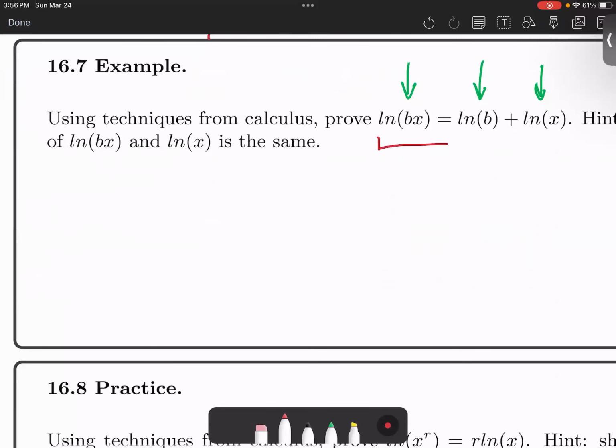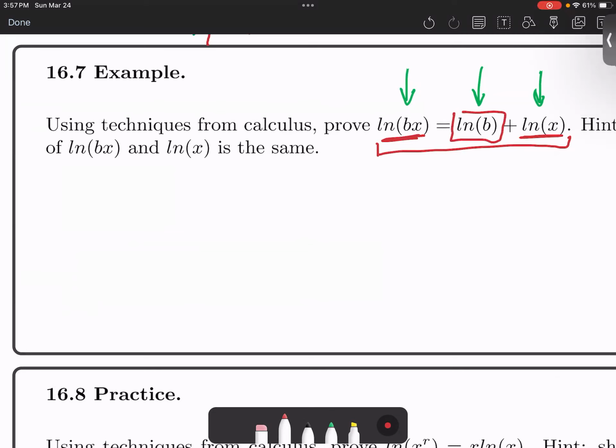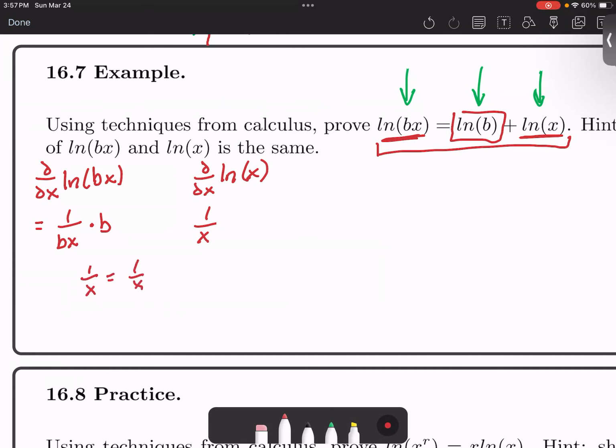So let's work on this. We will show that the natural log of bx and the natural log of x have the same derivative, thus change at the same rate, thus they differ by this constant. So we'll take the natural log of bx and the natural log of x, and we will differentiate both of them and show that we get the same thing. On the left-hand side, we have 1 over bx times b by the chain rule, and on the right-hand side, we have the derivative of the natural log, which is 1 over x. And with a little bit of simplification, we find that 1 over x is indeed equal to 1 over x.